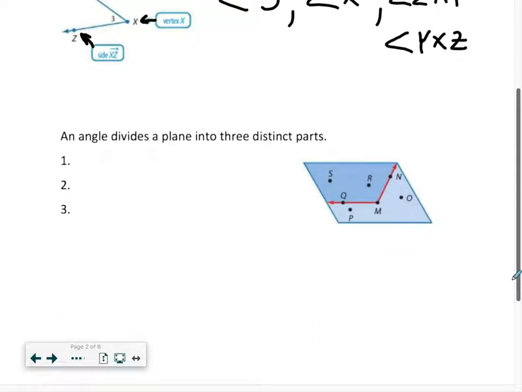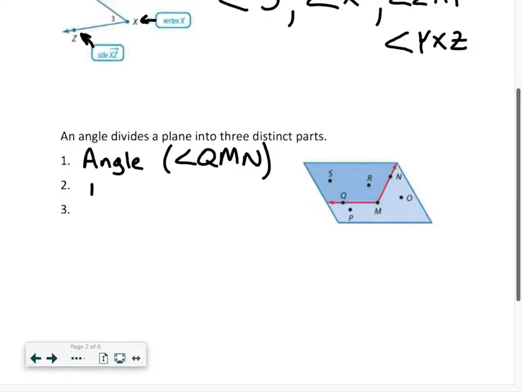An angle divides a plane into 3 distinct parts. So here we've got angle M that lies on our plane, and it's divided into 3 parts. The first part is the angle itself, so points that lie on the angle. Let's name it using 3 points: Q, vertex in the middle, M, and that's the angle we're talking about.